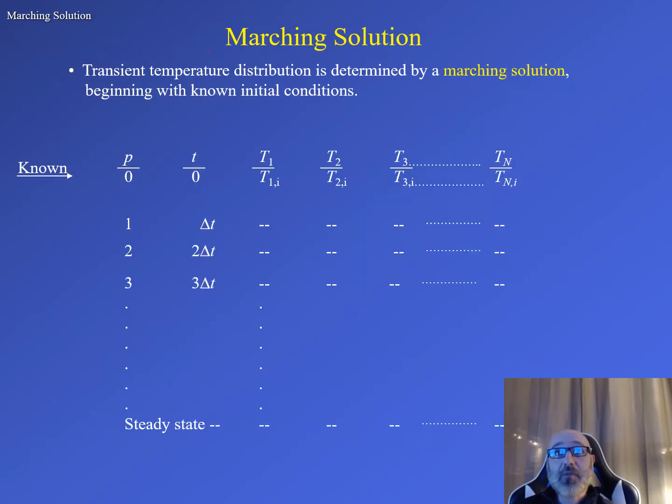So now let's take a look at our marching solution here. A transient temperature distribution can be determined by a marching solution where we begin with our known initial conditions. So we start out with our known initial conditions, and we can march down through. So we have our delta t, our 2 times delta t, our 3 times delta t, all the way down until we get to steady state. And from that, we can get all of this other information. So we're marching through by these values of delta t for this solution.